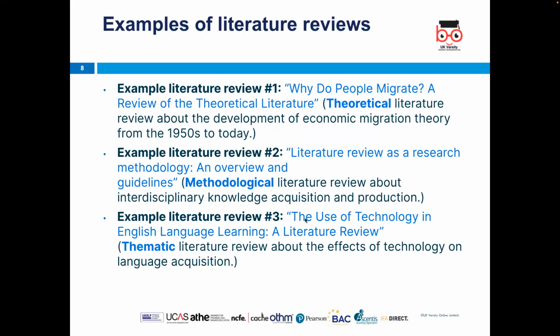What's the next topic? Examples of literature reviews. The first example is, why do people migrate? A review of theoretical literature. Theoretical literature review about the development of economic migration theory from the 1950s to today. Example 2, literature review of the research methodology and overview and guidelines. That is a methodological literature review about interdisciplinary knowledge acquisition and production. Example 3, the use of technology in English language learning, a literature review. Thematic literature review about the effects of technology on language acquisition.